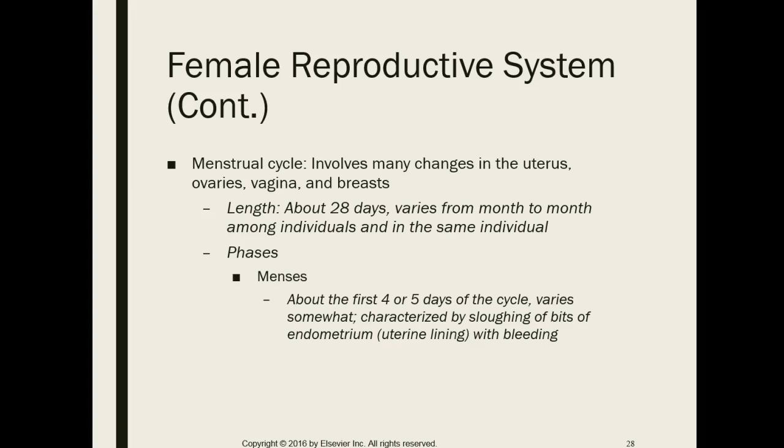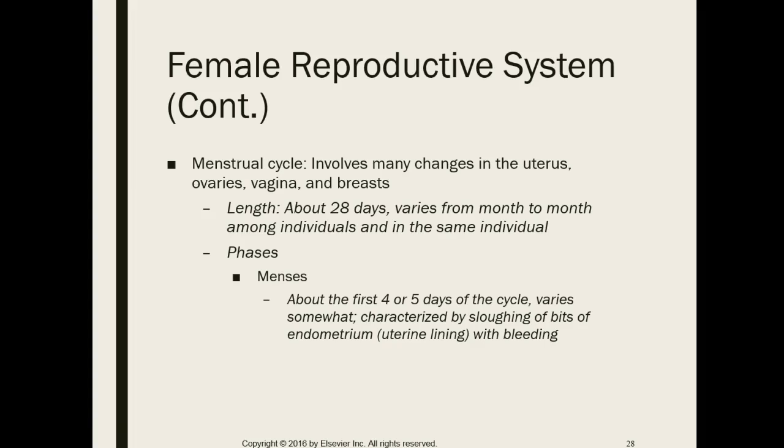So the menstrual cycle is going to occur when the uterus has prepared for the implantation of a fertilized egg, but then that doesn't take place. So it's a shedding of the lining of that endometrium. Lasts about 5 to 7 days every 28 days, but it will vary from month to month and among individuals.